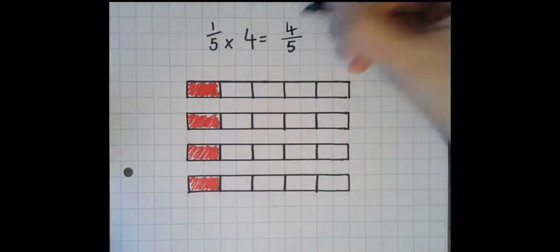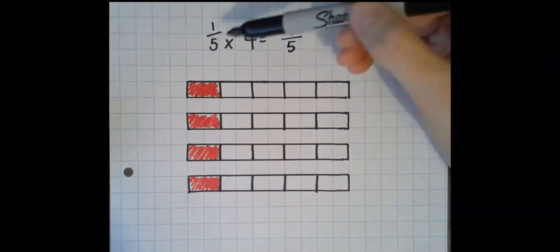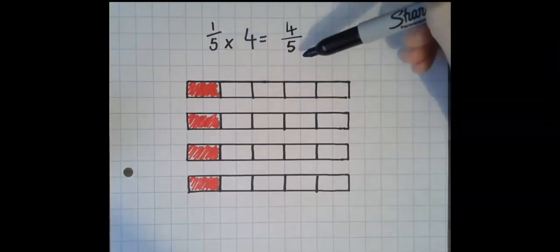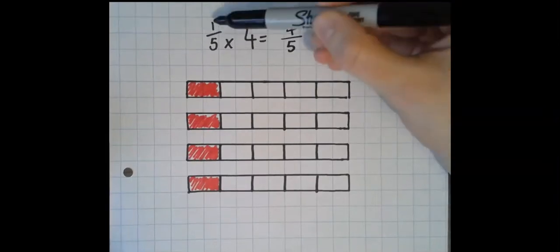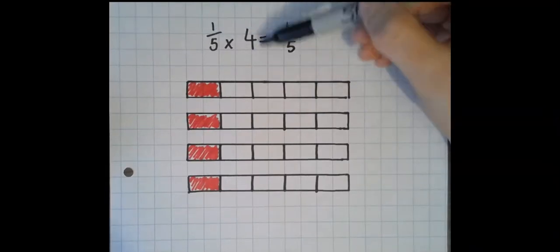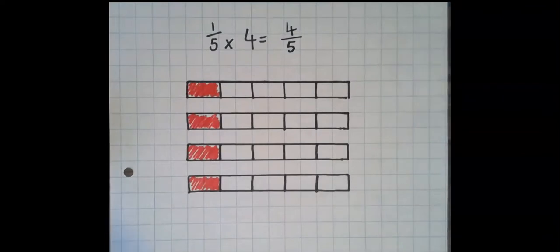Because we didn't change the size of the pieces, our denominator has stayed the same, they're still fifths, but we've now just got 4 times as many pieces, so our numerator has been multiplied by 4, so we've got 4/5. So let's have a look at another example now.